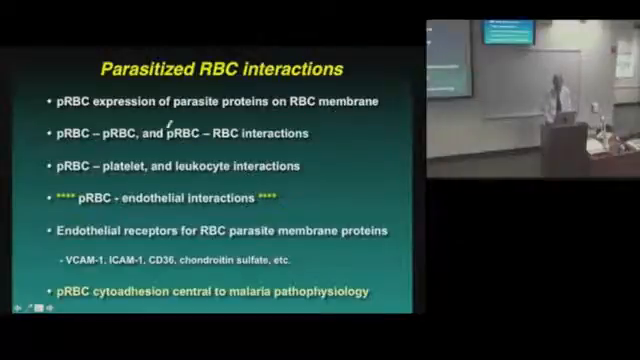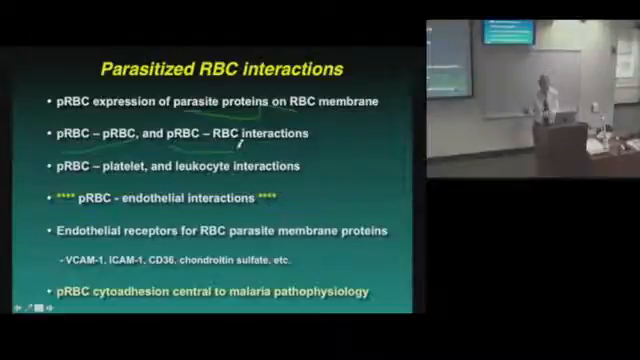And these interactions can be mediated by parasite proteins on the red cell membrane. Once the red cell is infected, the parasite encodes proteins which are inserted into the membrane of the red cell. And so those are the ones interacting with our cells, like endothelial cells and leukocytes. And with this going on, we can have parasitized red cells reacting with other parasitized red cells, or parasitized red cells interacting with a normal red cell, and then these interacting with platelets and other leukocytes.